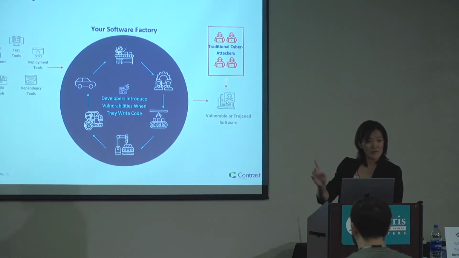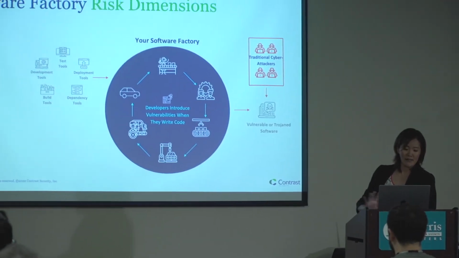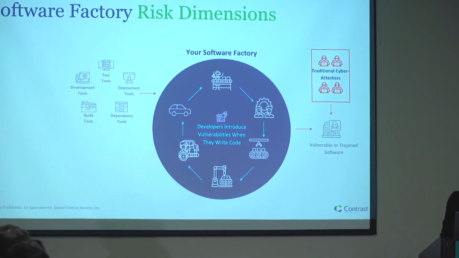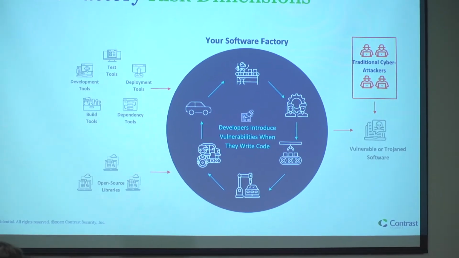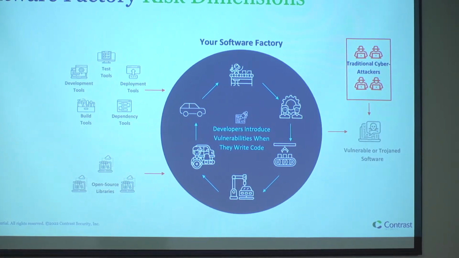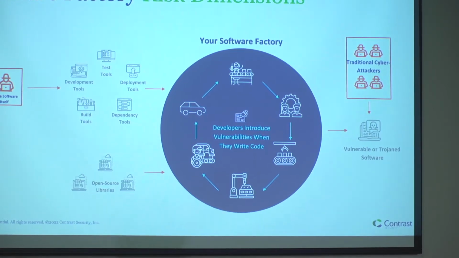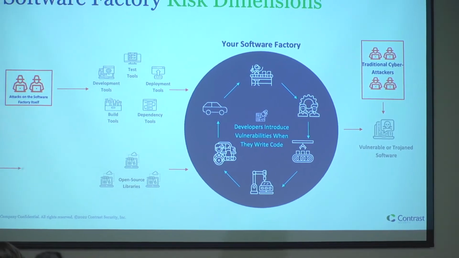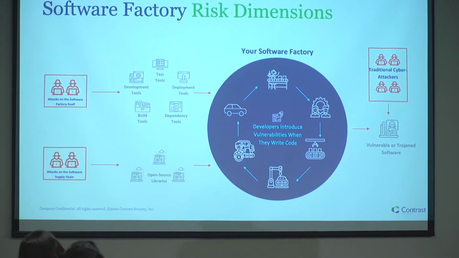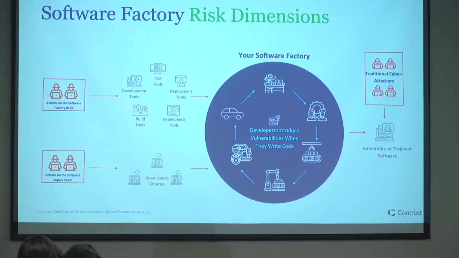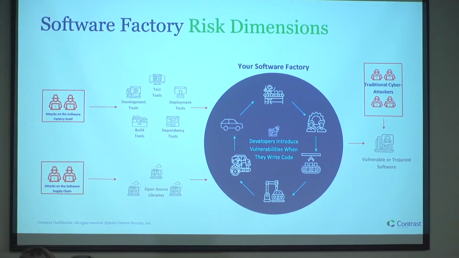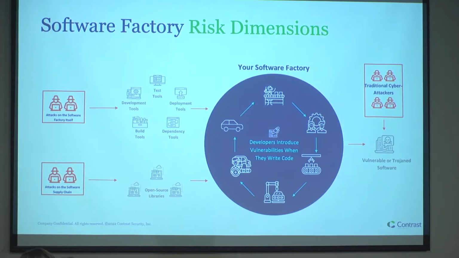Today, our software factories include other things like dev tools, build tools, dependency tools. And we have different things like open source. I need some lunch too, guys. Open source libraries. And we also have the attack vectors that are not as traditional. We have attacks on the software factory itself, as well as attacks on the software supply chain. So if you're thinking about this, think about some of those previous examples.